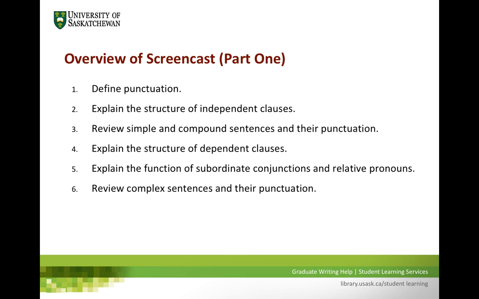And here's a brief overview of the screencast. First, we'll define punctuation, then we'll explain the structure of independent clauses. From there, we'll review simple and compound sentences and look at their punctuation. And we'll explain the structure of dependent clauses and the function of subordinate conjunctions and relative pronouns. Finally, we'll review complex sentences and their punctuation.